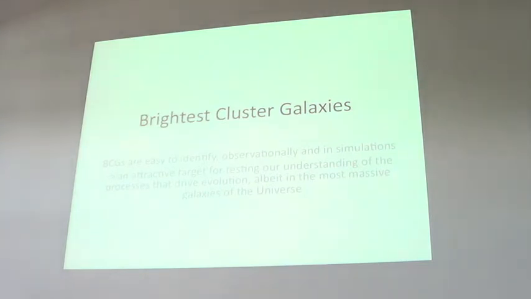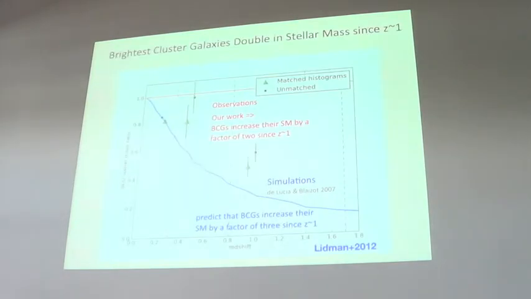Okay, now I'm going to switch gears. We've done the satellites. Now we're going to do the centrals, brightest cluster galaxies. They're nice. They're easy to identify observationally, for the most part, and in simulation. So they're an attractive target for testing our understanding of the processes that drive evolution in the most massive galaxies of the universe. So to cut a long story short, we find that brightest cluster galaxies doubled in stellar mass since redshift 1.